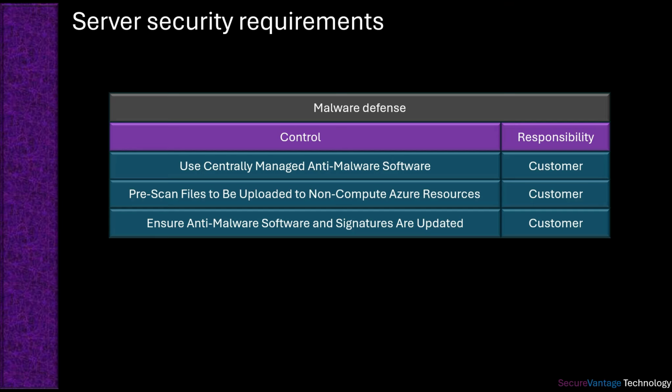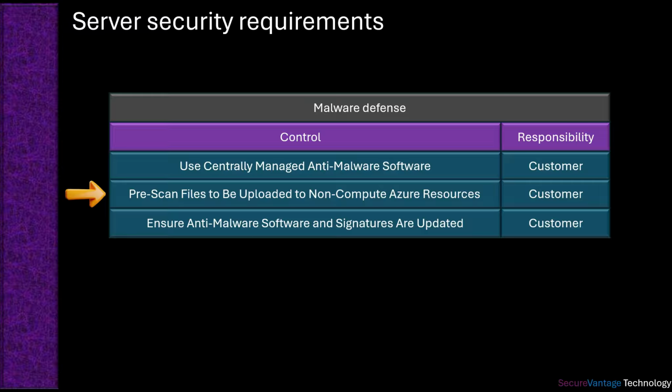Let's dive into server security with a focus on malware defense. First control is use centrally managed anti-malware software. Think of your server as a fortress and malware as the sneaky invaders trying to breach your walls. To keep them out, you need a robust defense system. For your Azure Windows virtual machines, Microsoft Anti-Malware acts like a vigilant security guard, continuously monitoring your resources and defending them against malicious threats. This centralized management ensures that all your virtual machines are protected without you having to micromanage each one.